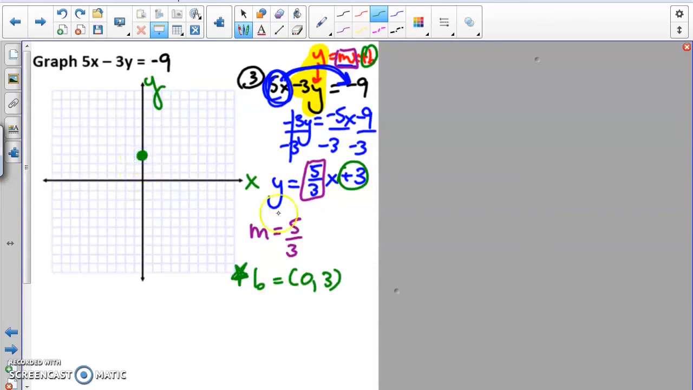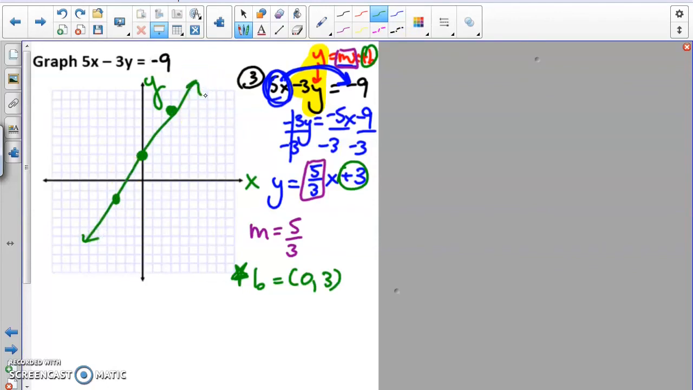And from there we use our slope, so because it's positive 5, we go up 5, 1, 2, 3, 4, 5, and over 3, 1, 2, 3 to the right. Because it's positive, we go up and right. But if you notice, I can't go up and right anymore. So I'm going to have to go back down to my original point and go down 5, 1, 2, 3, 4, 5, and left 3, 1, 2, 3, because down is negative and left is negative, and 2 negatives makes a positive. Make a long line, arrows on each end.